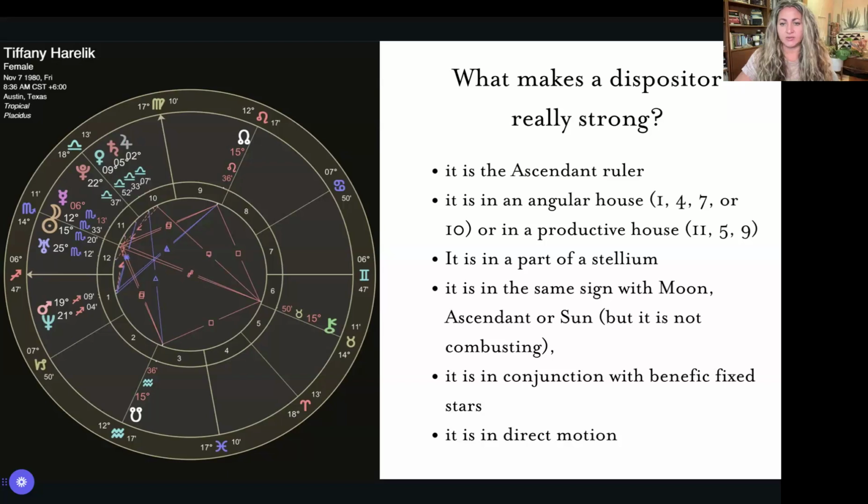Is it in the same sign with the moon, ascendant, or sun, but not combusting? Mine is not, right? My sun and moon are in Scorpio, my ascendant's in Sag. Is it in conjunction with the beneficial fixed star? Yes and no. Mine has a beneficial and an unfortunate fixed star. And is it in direct motion? Yes, because it's all in white font here. So the red font indicates retrograde, but Venus is not retrograde at the time of my birth.